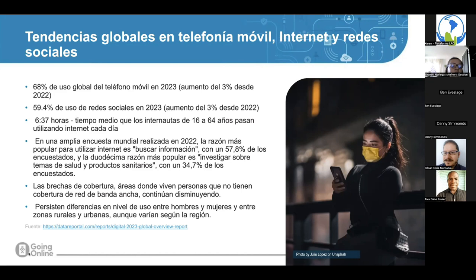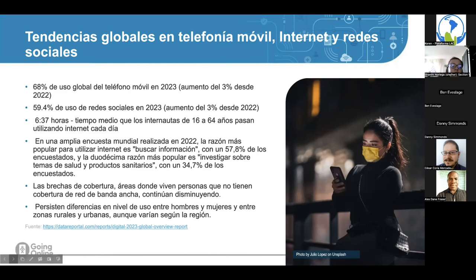There was also a large study that was done in 2022, and the most popular reason for people using the internet was to find information, with over half of those respondents saying that the most popular reason was researching health issues and healthcare products. So this really gives us an opportunity to leverage these technologies to give people information about services available to them in their community, and to also address that desire and that interest in people using the internet and social media to find out more information about what is available to them.